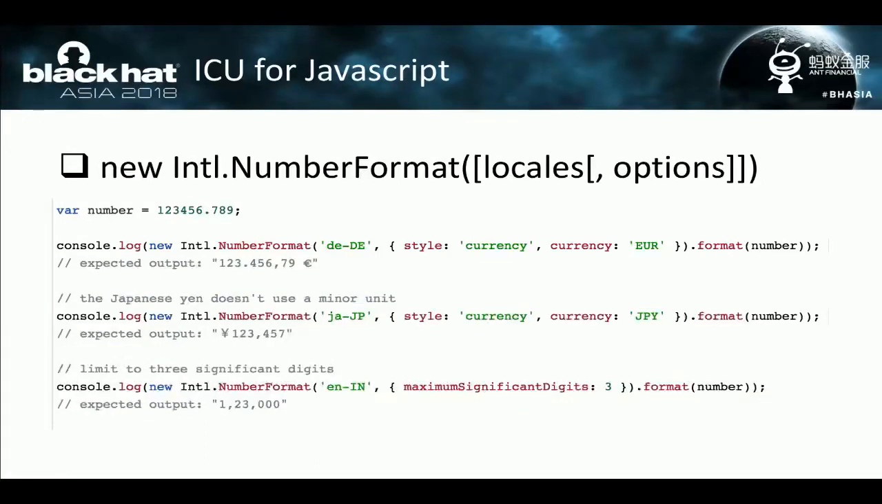In the first line, the second output is in Japanese format. Japan doesn't use a minor unit. The third output is in integer format. The property maximum significant digits in options is 3, so the output is limited to 3 significant digits.